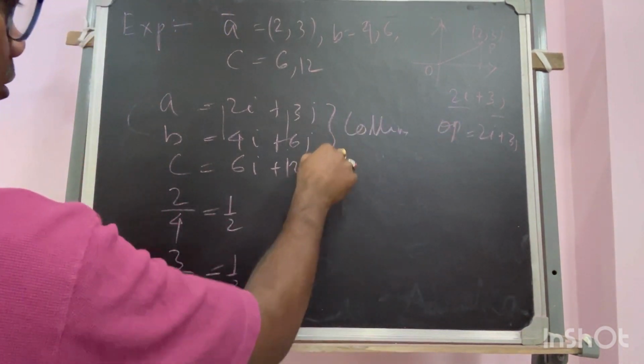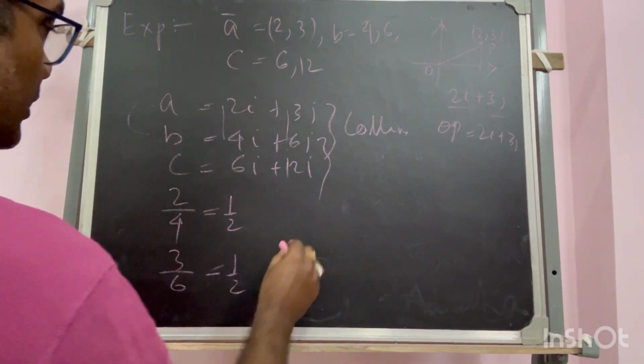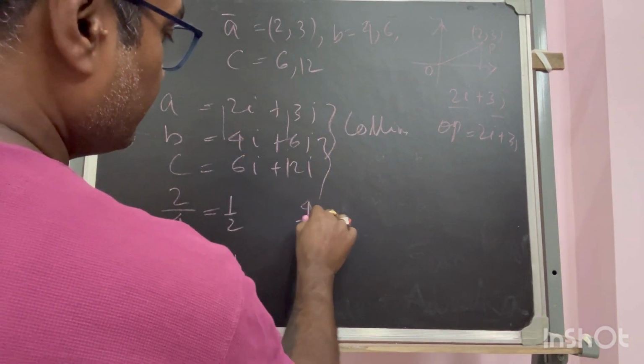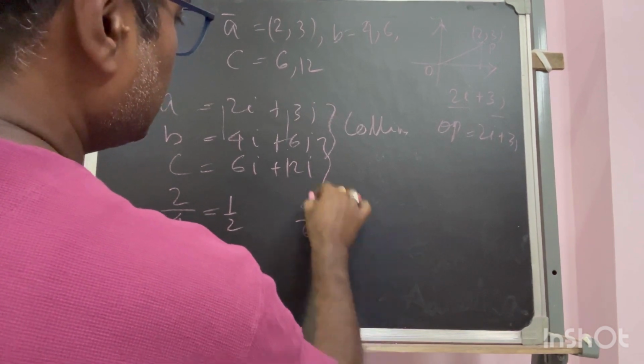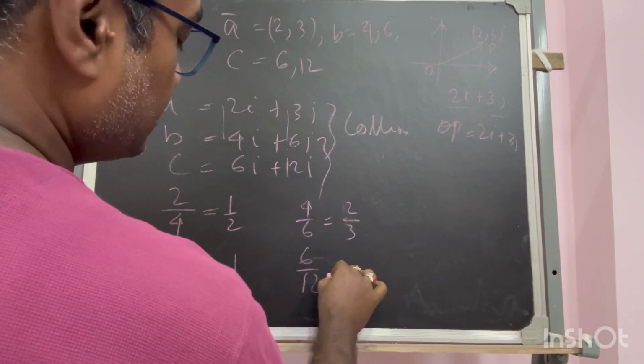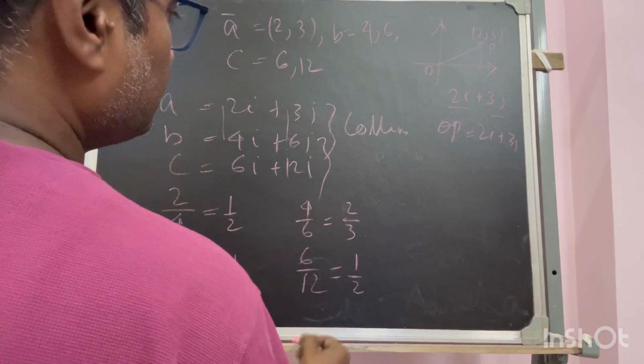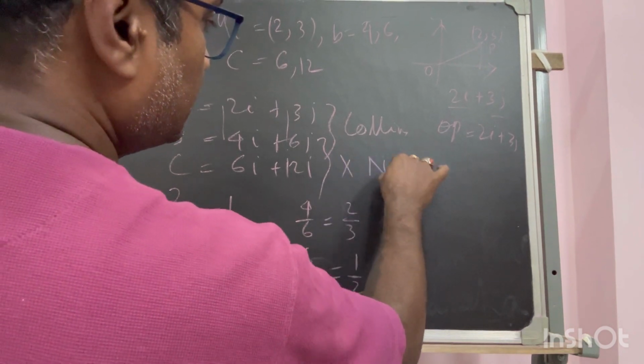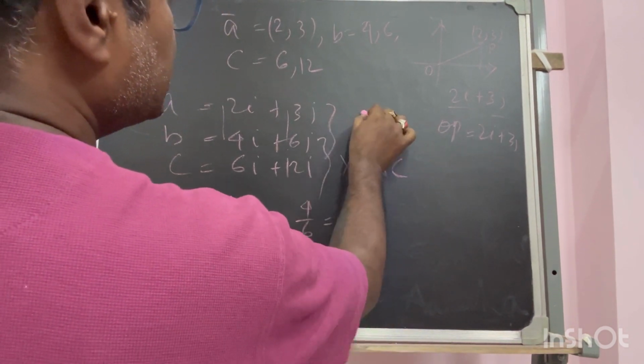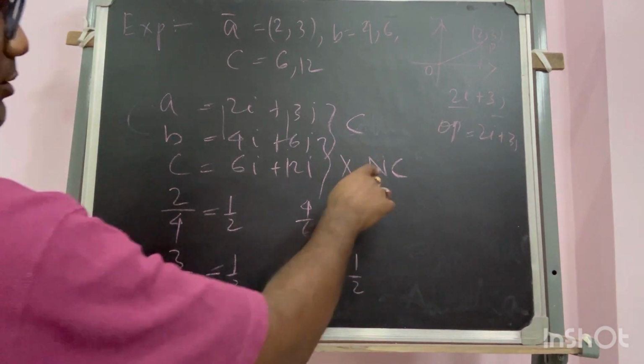These two. Now talking about B and C, this by this is equal to 4 by 6, that is equal to 2 by 3. Now 6 by 12, it is what, half. So these are not equal, so these are non-collinear. I am taking the abbreviation: this is C for collinear, N for non-collinear.